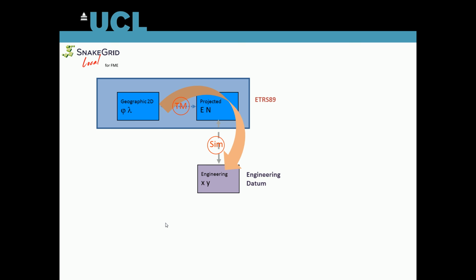That's done by quite a lot of manufacturers' software. It's a relatively standard kind of procedure to adopt on an engineering site. Sometimes the problem is that the parameters for that can be simply stored locally to the manufacturer's system, and then they don't become transportable into other systems. So that's what we're doing with SnakeGrid Local.